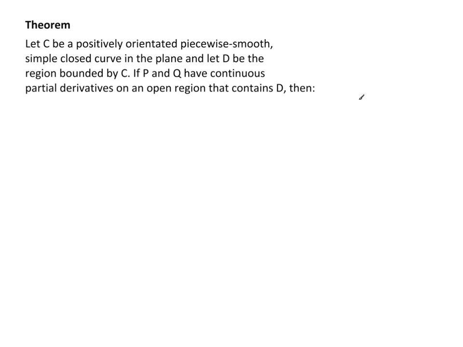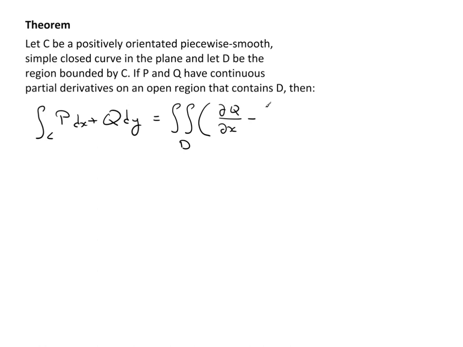The actual theorem says, let C be a positively oriented, piecewise smooth, simple closed curve in the plane, and let D be the region bounded by C. Now, if P and Q both have continuous partial derivatives on an open region that contains D, then the line integral over C of P dx plus Q dy is actually equal to the double integral over D of the partial of Q with respect to x minus the partial of P with respect to y dA.